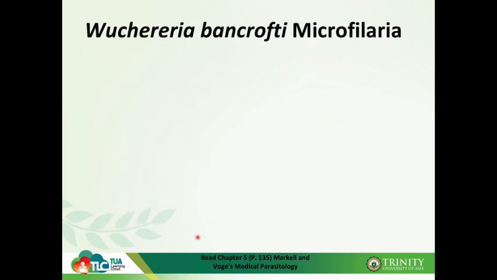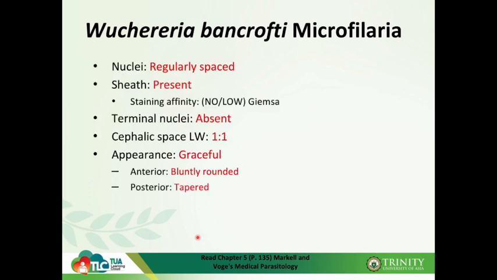Because the diagnostic stage of Wuchereria bancrofti is microfilaria, we focus on their morphological characteristics. Here, we can see that the nuclei are regularly spaced. The sheath, there is a present sheath. However, this sheath is not stained, or it has no to very low affinity to the Giemsa stain.